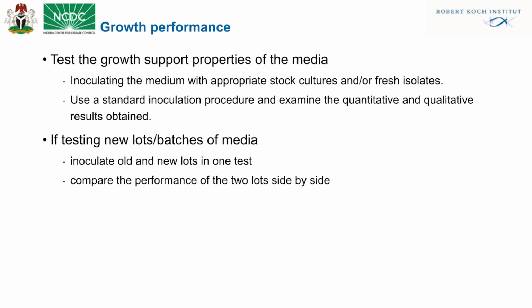In order to quality control the media that we have prepared, we do growth performance. We do this by testing the growth support properties of the media. This is done by inoculating the medium with appropriate stock cultures and fresh isolates. We use a standard inoculation procedure and examine the quantitative and qualitative results obtained. If testing new lots or batches of media, we have to inoculate the old and the new lot in one test. We compare the performance of the two lots side by side.